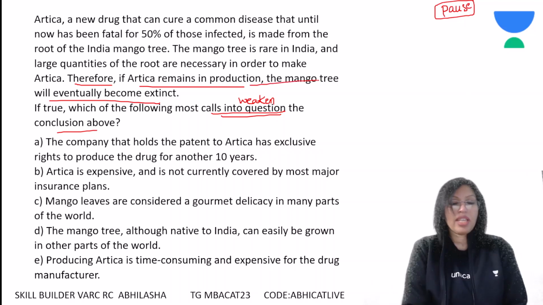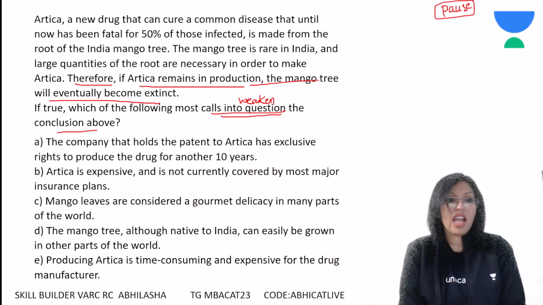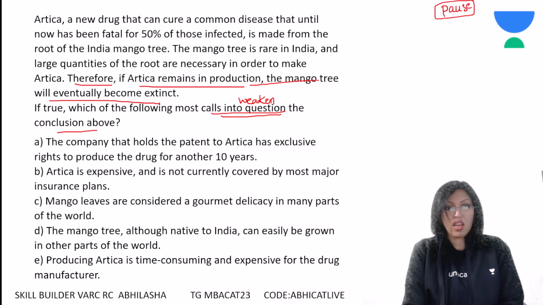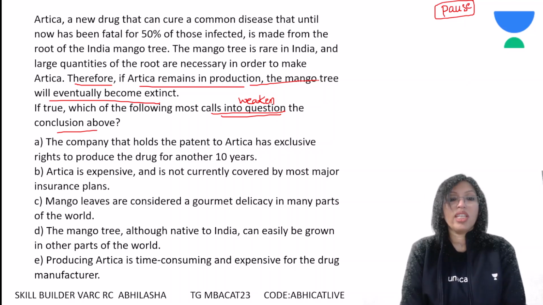Now let's read the passage and then try and understand. Arctica, a new drug that can cure a common disease that until now has been fatal for 50% of those infected, is made from the roots of the India mango tree. The mango tree is rare in India and large quantities of the roots are necessary in order to make Arctica. So if Arctica remains in production, the mango tree will eventually become extinct. Well, interesting. It says the mango tree is rare in India.